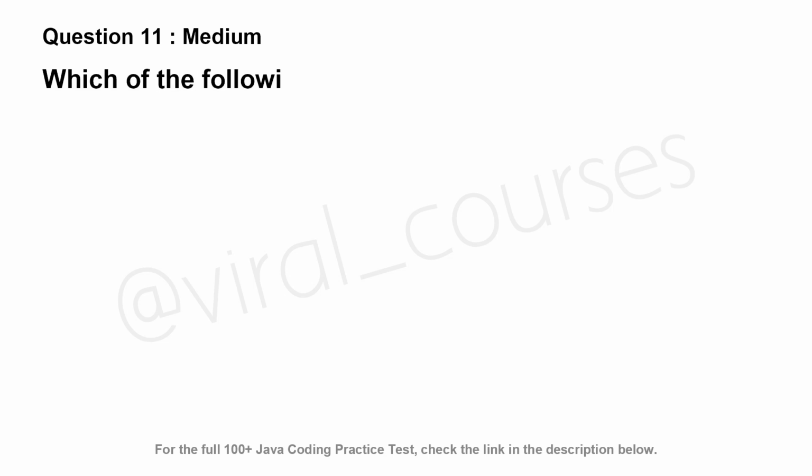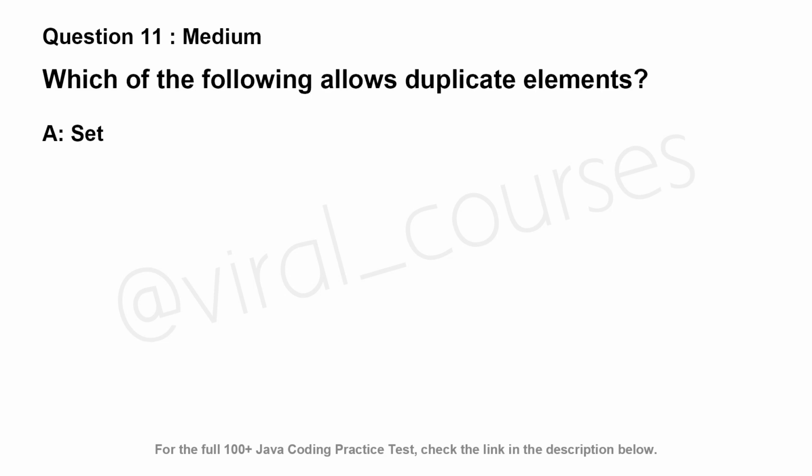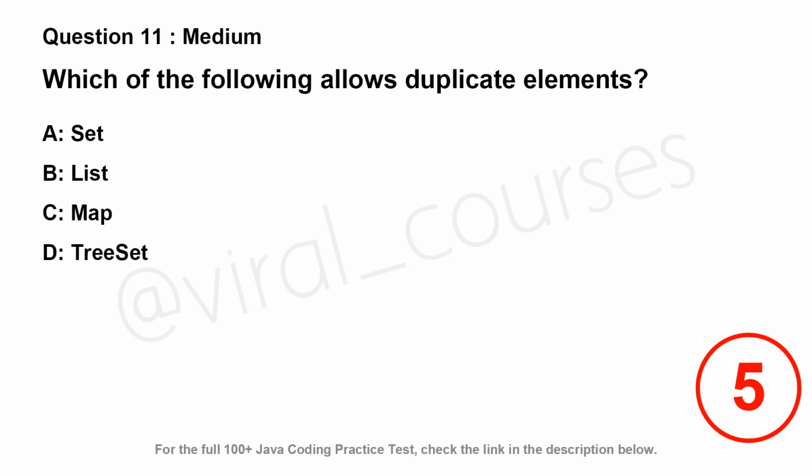Which of the following allows duplicate elements? Option A. Set. Option B. List. Option C. Map. Option D. TreeSet.